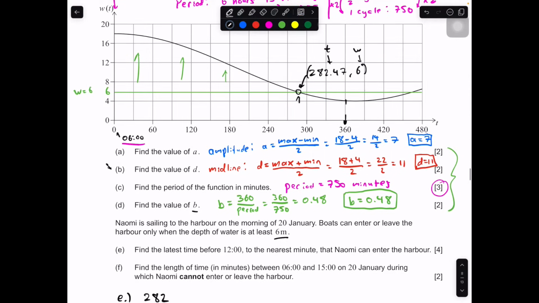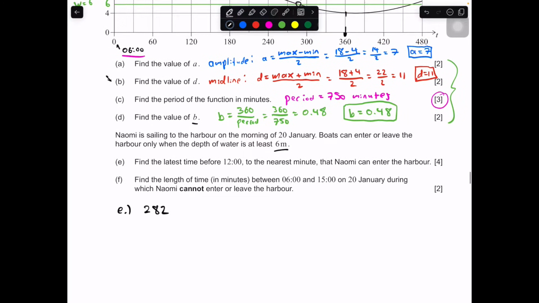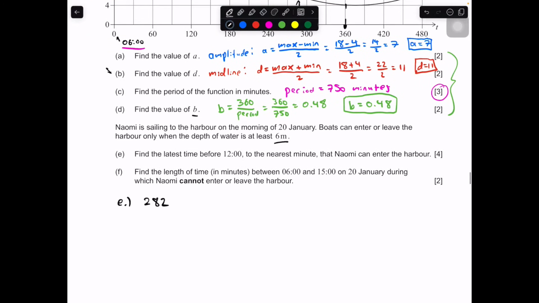282 minutes. Yeah, I think we would of course have to round down, even if it was, let's say, 282.8 minutes or something like that. If the IB wanted to trick you, we would still need to round down to 282, because at 283 minutes, it's now below 6 meters. So find the latest time before 12 to the nearest minute that Naomi can enter the harbor. 282 minutes. And let's actually show some process.